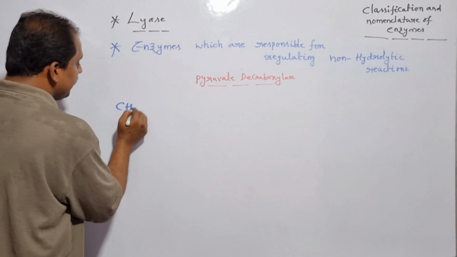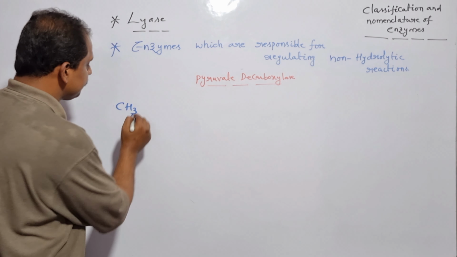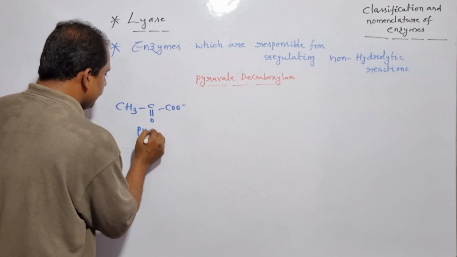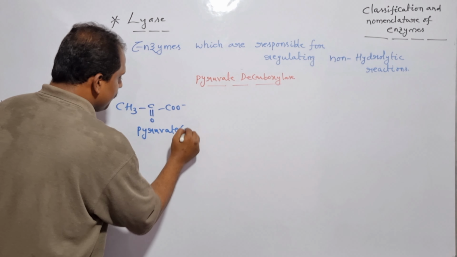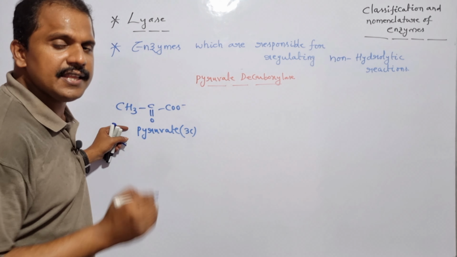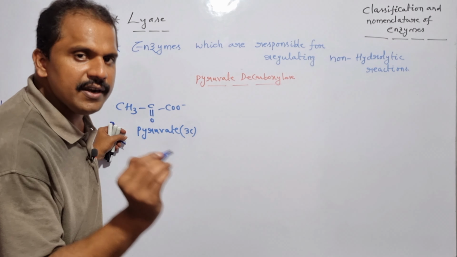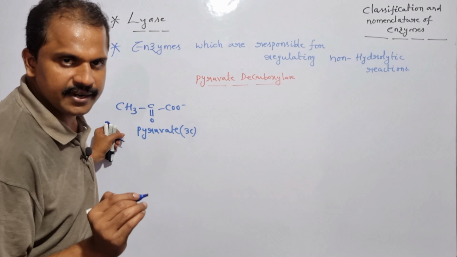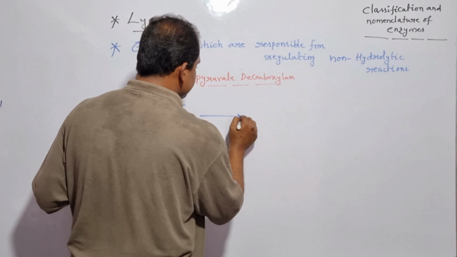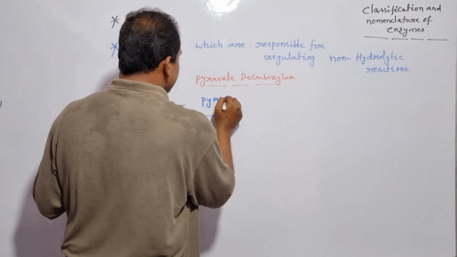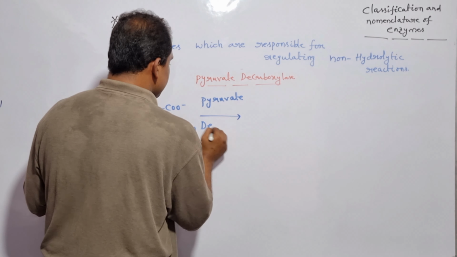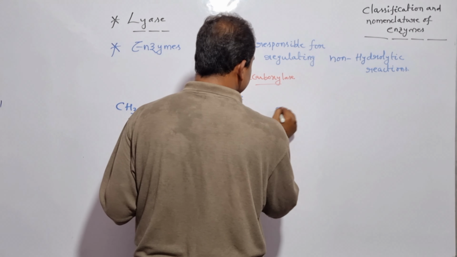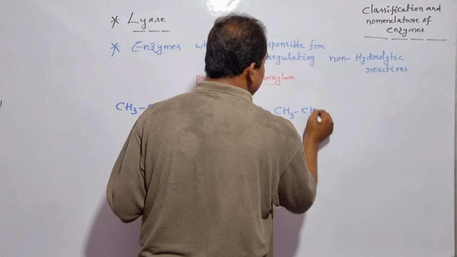Pyruvate is a 3-carbon compound. The particular pyruvate, in the presence of an enzyme termed as pyruvate decarboxylase, successfully turns into a 2-carbon compound termed as acetaldehyde. So here it is nothing but what? Acetaldehyde.